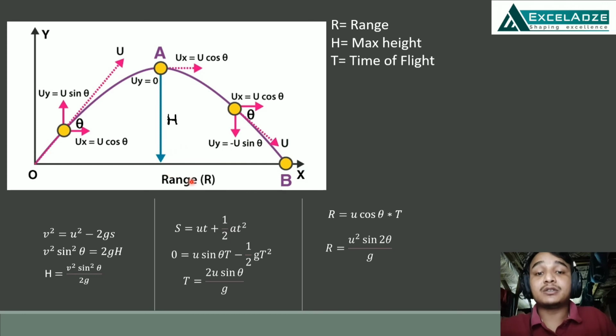Since we are breaking this 2D motion into two 1D motions, we can use the 1D motion formulas separately and define the values of h, r and t. Let's see this formula. Initially the vertical component was v sin theta, and after reaching maximum height it became 0. Using the formula, final velocity is 0 and initial velocity is v sin theta, and the displacement will be h. After solving, we get h equals v square sin square theta divided by 2g.